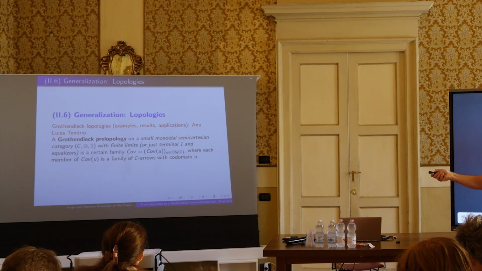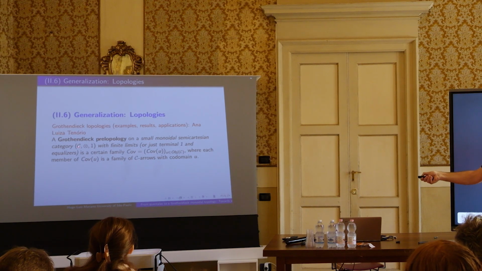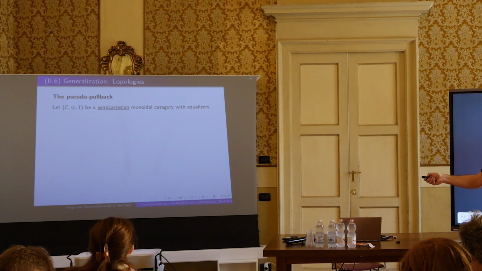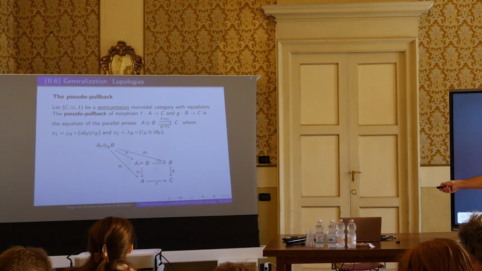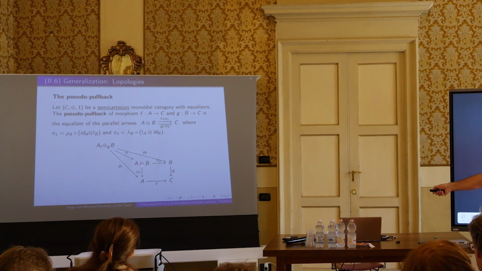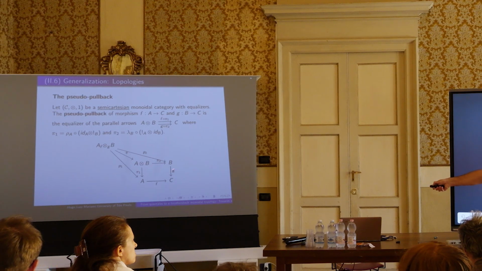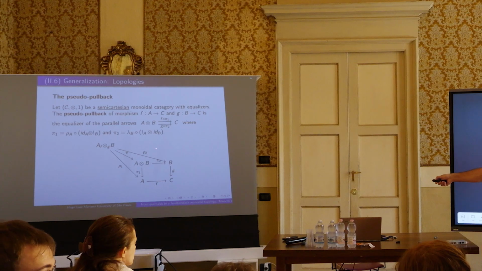Okay. So a Grothendieck pre-topology in a monoidal semi-Cartesian category with finite limits is more or less the same thing as a Grothendieck topology. We have to explain what a pseudo-pullback is. It is the same thing as a pullback, but we replace the product by the monoidal product. Since we have the hypothesis of semi-Cartesian, we have projections, so we can write this diagram.